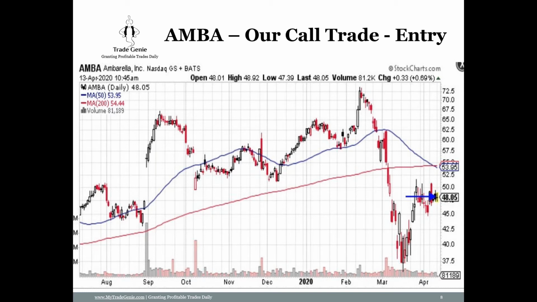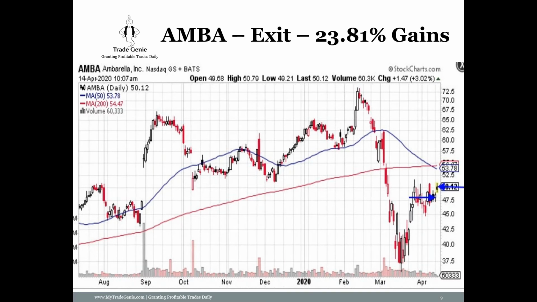But this tiny candle, a Harami candle, this tiny candle at support at 48. What are the chances of AMBA to go down below 48 and to go up? Went long, boom, went up next day. All we needed was one move up, and it gave a 24% gain next day. So a 24% next day gain is good enough.